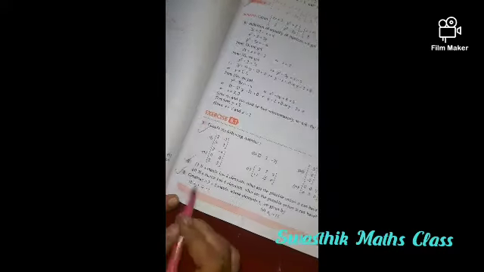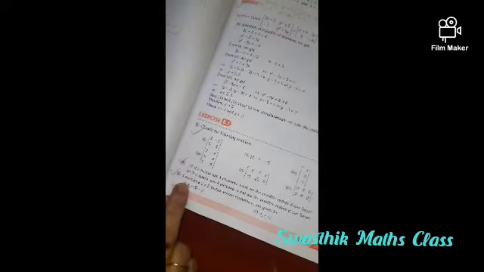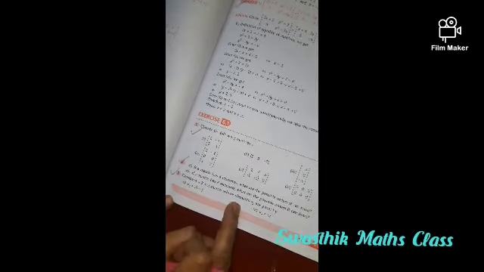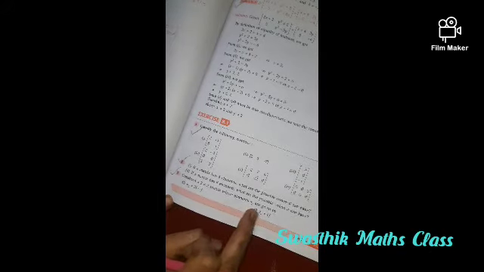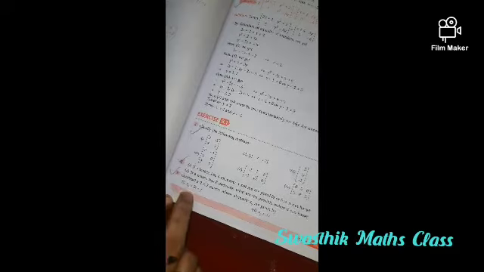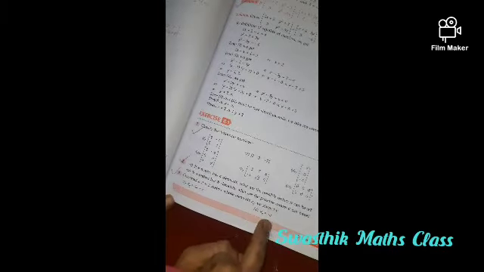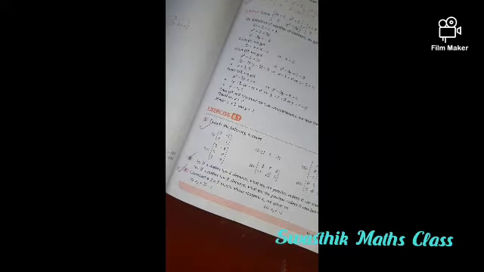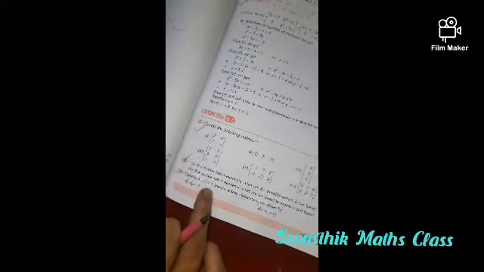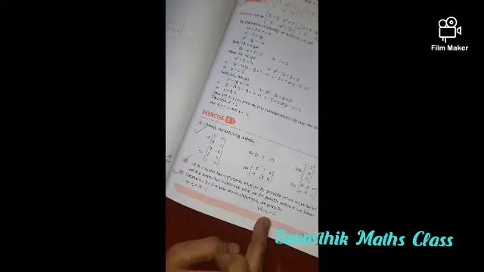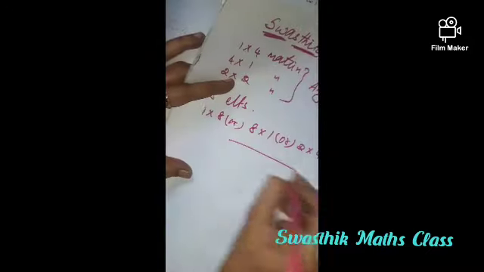Next, you see the third problem. Here it is given: construct a 2 cross 2 matrix whose elements Aij are given by Aij equal to 2i minus j in the first subdivision, and Aij equal to i into j in the second subdivision. So we have to construct a 2 by 2 matrix whose elements are first given like this and then given like this. So let us see this by constructing the elements, the entries.